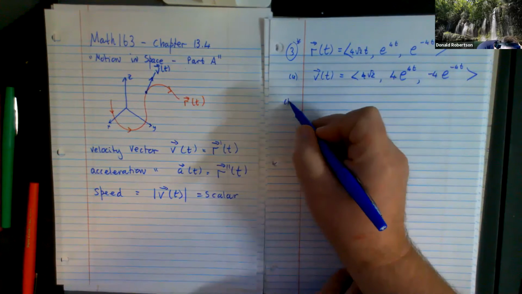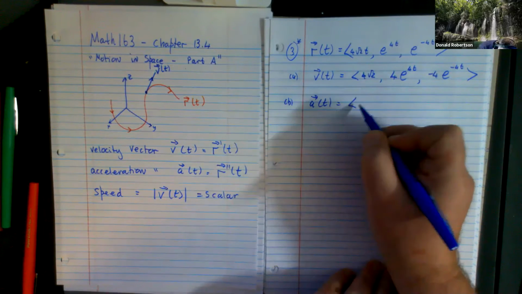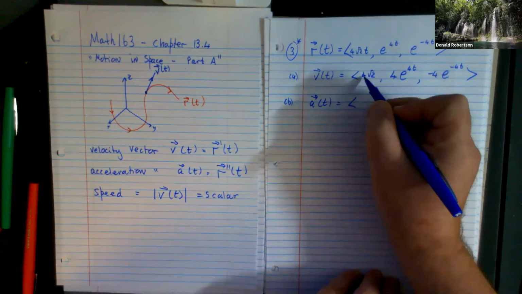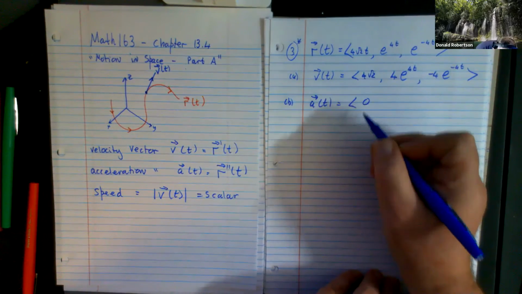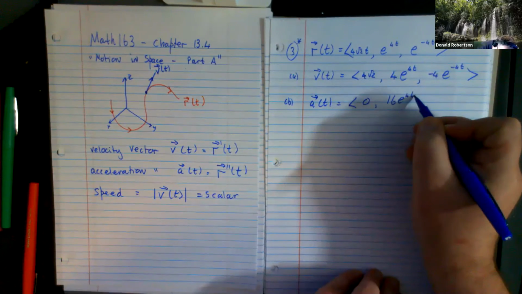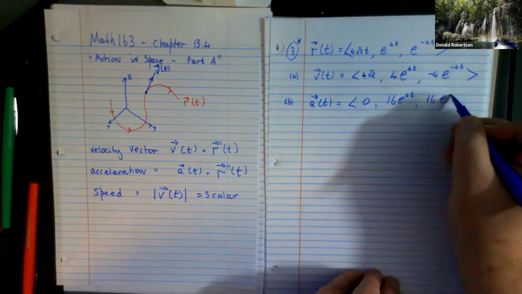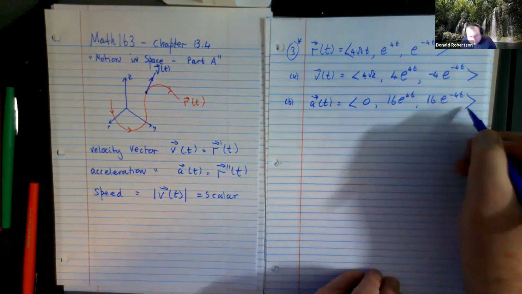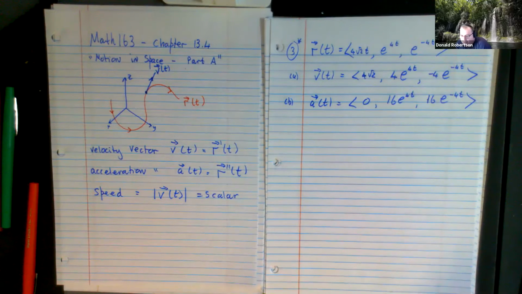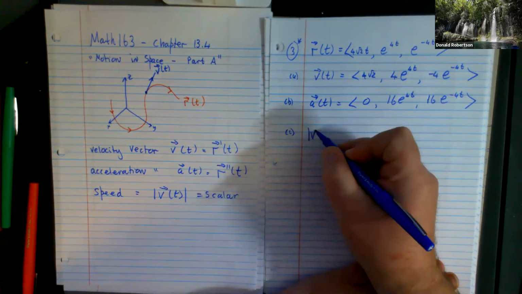Question B wants the acceleration. Well, if you differentiate a number, even one with square roots in it, it's still 0. And this guy, you get another 4. And this guy, you get another negative 4, which is why that answer is positive. So you could probably do each one in less than a minute, at least this question. The one that's probably going to be the messiest is the speed.